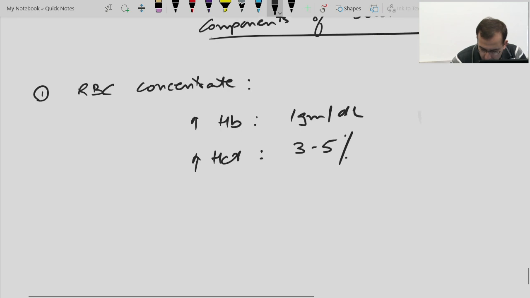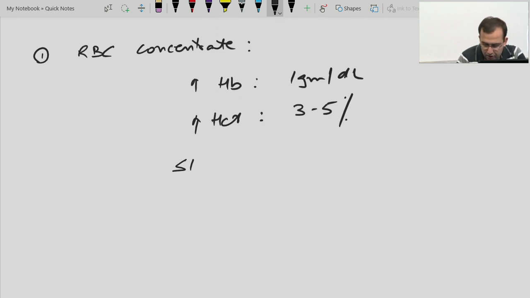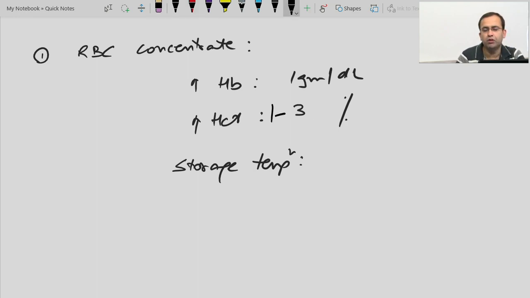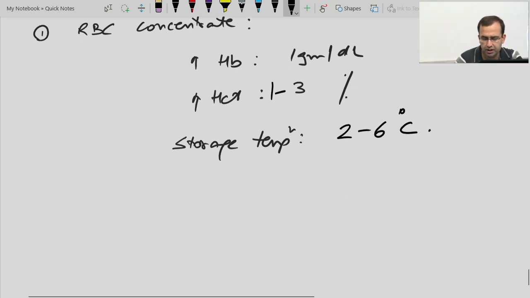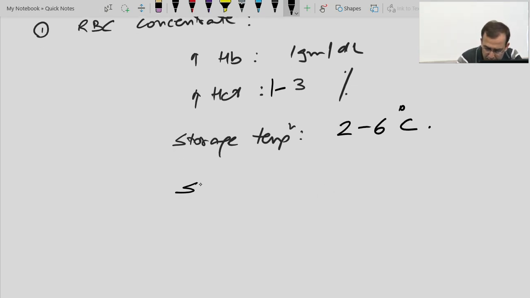Next point, RBC concentrate storage temperature. All of us as interns, when we go and take the RBCs, so increases the hematocrit, a better answer would be 1 to 3%. Let's not go up to 5. Next point, storage temperature. It is stored at 2 to 6 degrees Celsius. When we go to the blood bank, they are cold. They are not frozen, but they are cold.